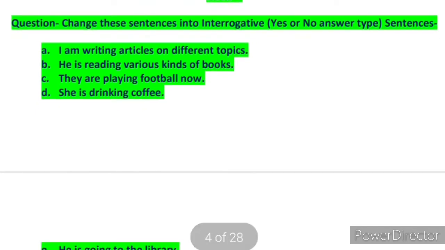We will solve it. For example, I am writing an article on different topics. So the answer will be: am I writing an article on different topics, question mark. Second, he is reading various kinds of book. The answer will be: is he reading various kinds of book, question mark. Third, they are playing football now. Answer: are they playing football now, question mark. Next, she is drinking coffee. Is she drinking coffee, question mark.